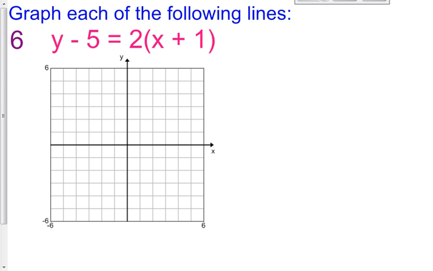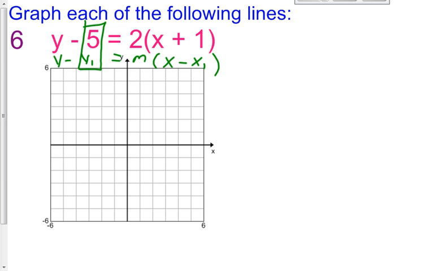All right, number 6 is a little bit different. This one is in point-slope form. Point-slope form is this: y minus y1 equals m times the quantity x minus x1. So class, as long as you have 2 points, you can graph any line. So if we look at this one, y minus y1.